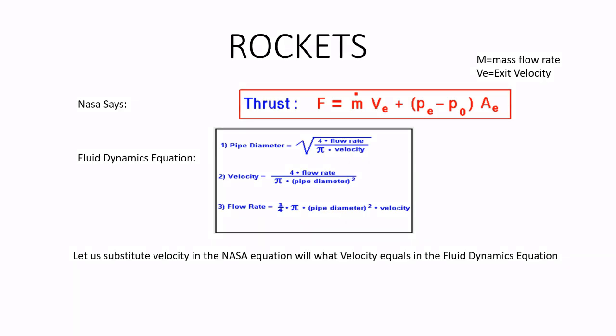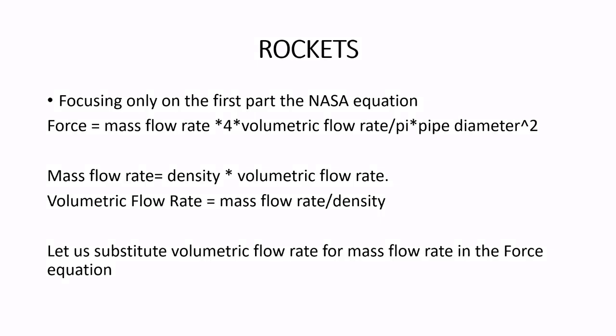This first equation is how NASA says how rockets work. The second equation is the fluid dynamics equation for movement of a fluid through a pipe. Similarly, the rocket exhaust, which is a fluid, moves through the nozzle pipe. Both equations have velocity, so let us substitute velocity in the NASA equation with what velocity equals in the fluid dynamics equation. This is the equation you get after substitution.